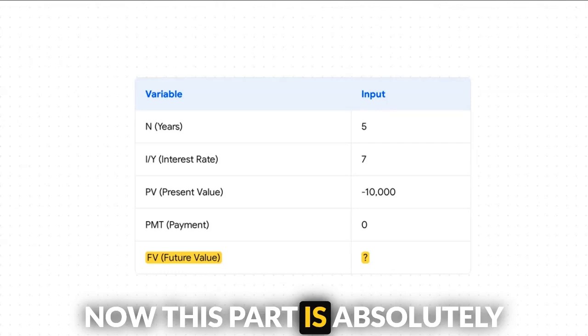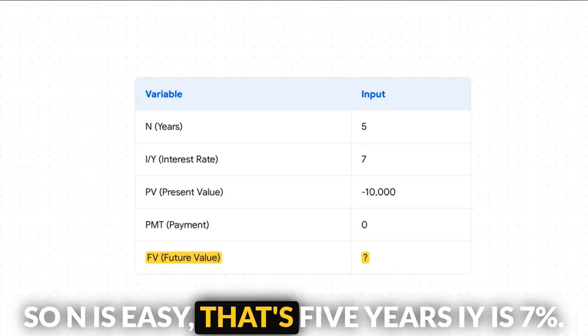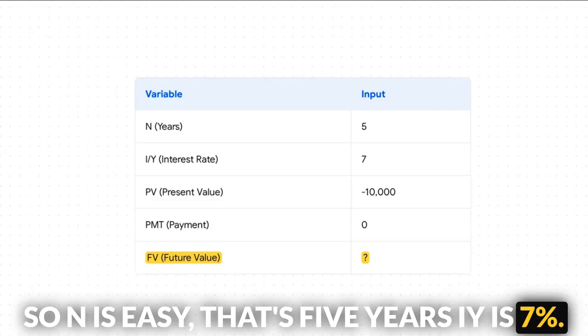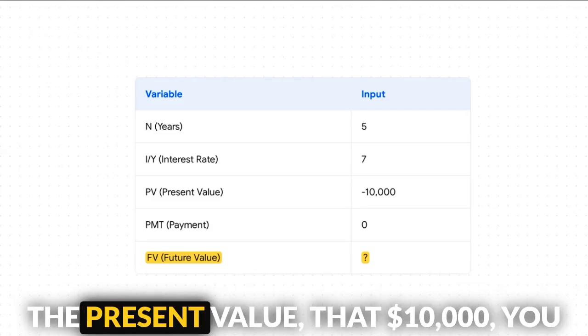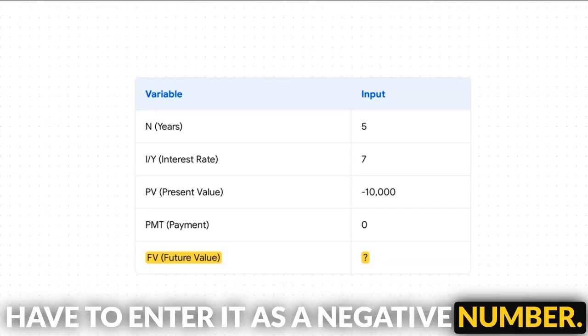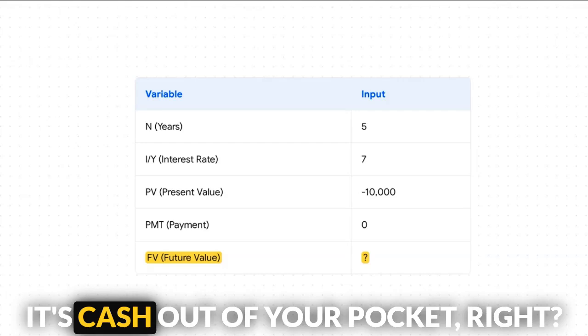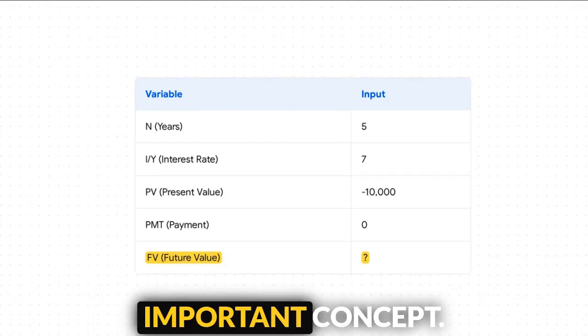Now, this part is absolutely critical, getting the setup right. So N is easy, that's 5 years. I/Y is 7%. Now listen up, because this is the part where people get tripped up. The present value, that $10,000, you have to enter it as a negative number. Why? Think about it. It's cash out of your pocket, right? You're investing it, so it's an outflow. Super important concept.